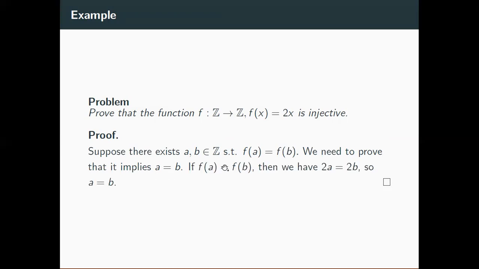So what do f of a and f of b equal? Well, that implies that 2a equals 2b, because we're just writing what the function is. And then you just factor out the 2, so you're left with a equals b. And that's what you wanted to prove. So f is injective.